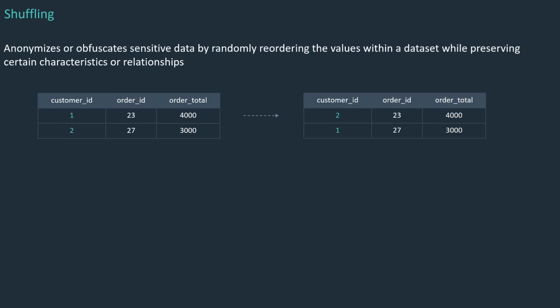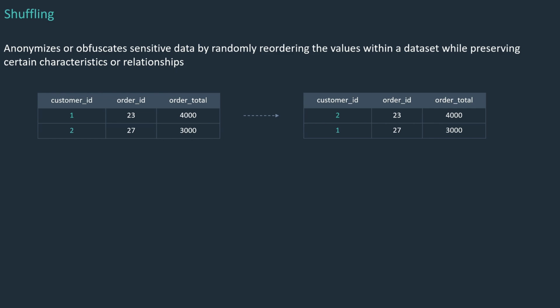And the last technique that we'll cover, which is less common, is shuffling. It anonymizes or obfuscates sensitive data by randomly reordering the values within a dataset while preserving some relationships.